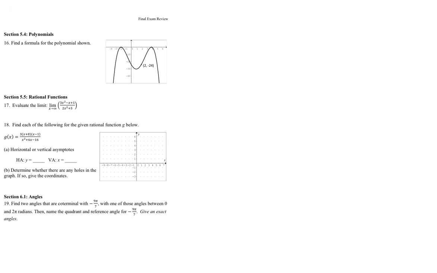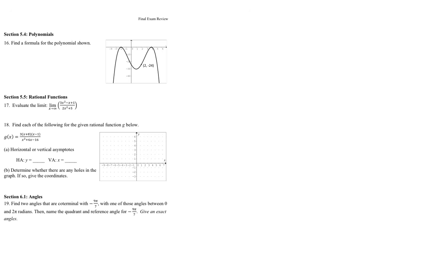And moving on to number 19, find two angles that are coterminal with -9 pi over 7, with one of those angles between 0 and 2 pi. Then name the quadrant and the reference angle for -9 pi over 7. So to find two coterminal angles, all we have to do is add 2 pi and subtract 2 pi.